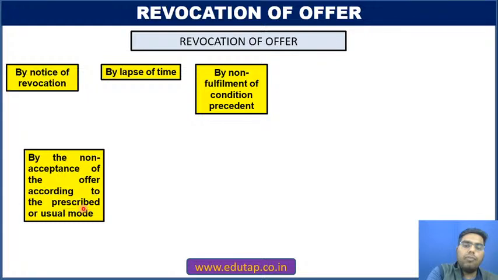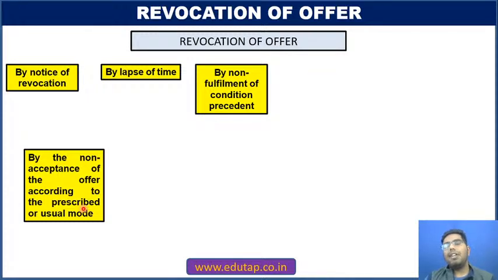Next is by the non-fulfillment of condition precedent. It means you have made me an offer that I'll give you 1 lakh rupees. We can draft an example for it. There was a condition attached to the offer. If I satisfy that condition, then only the offer will be valid.